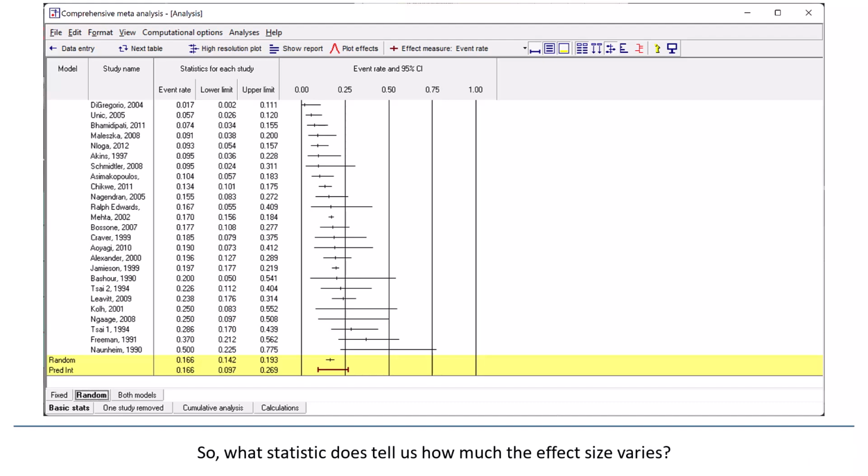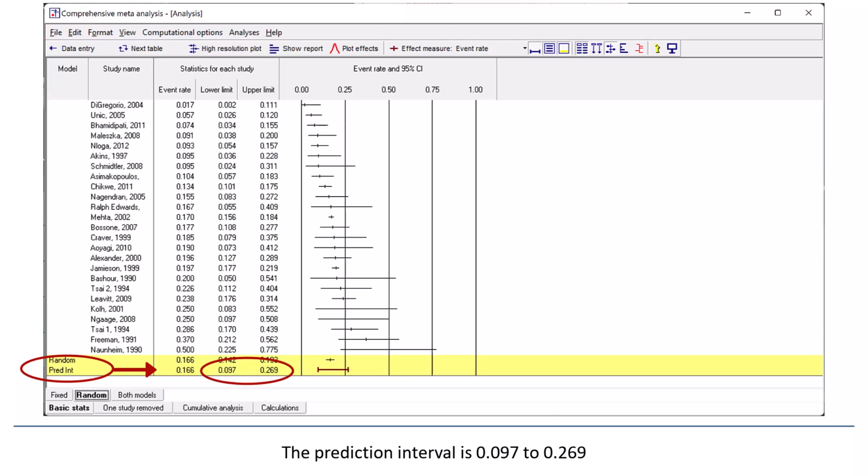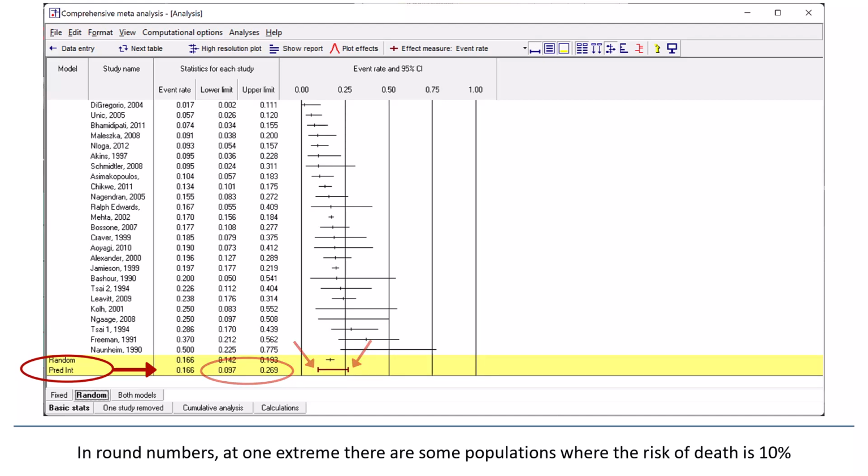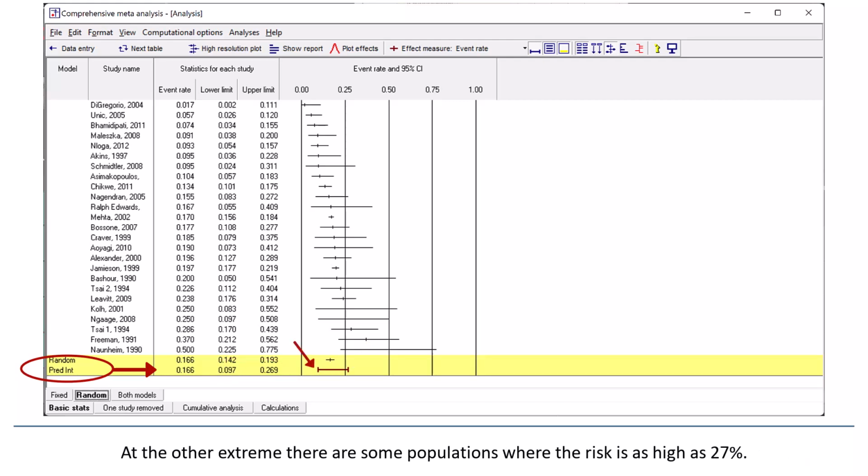So, what statistic does tell us how much the effect size varies? That statistic is the prediction interval, which is displayed on this row. The prediction interval is 0.097 to 0.269. This is also plotted here. In round numbers, at one extreme, there are some populations where the risk of death is as low as 10%, and at the other extreme, there are some populations where the risk is as high as 27%.